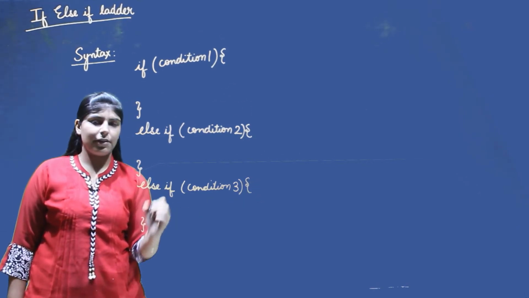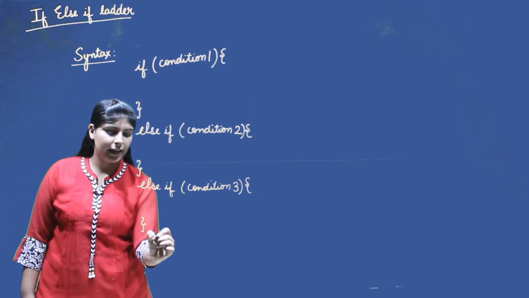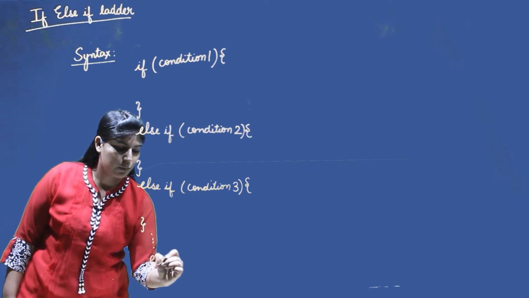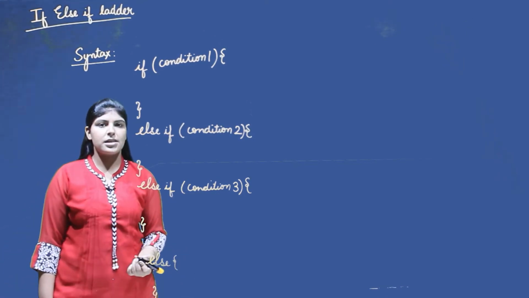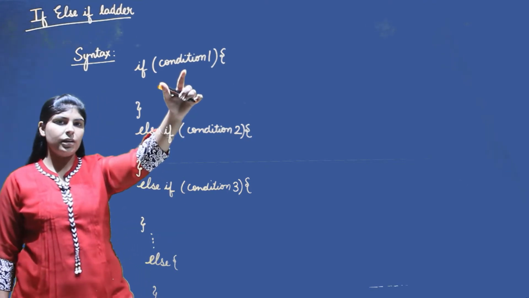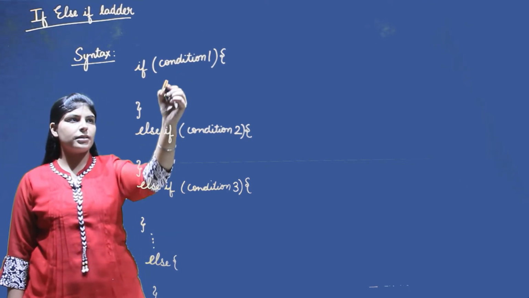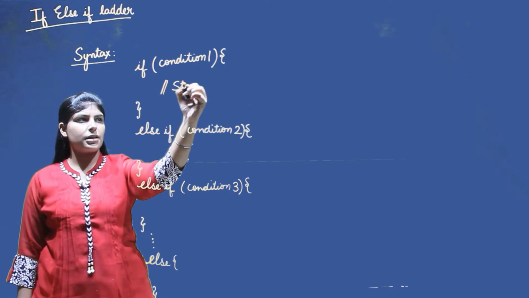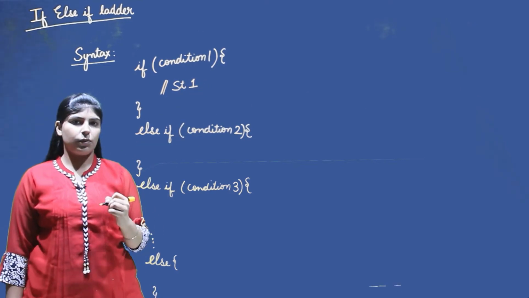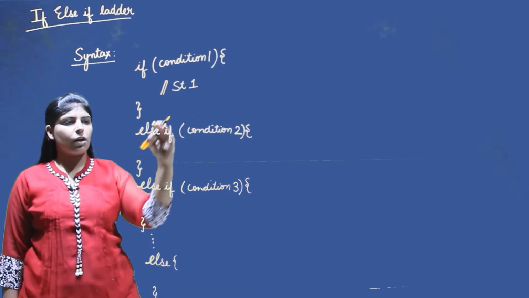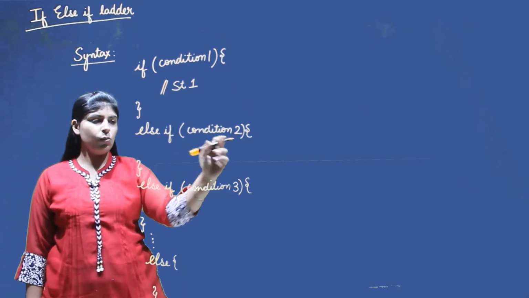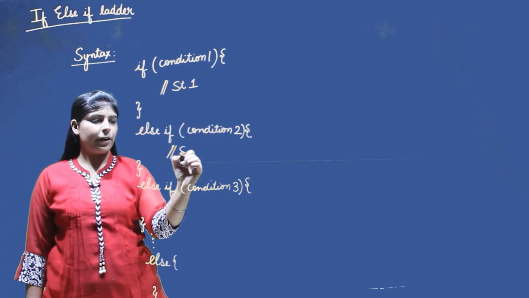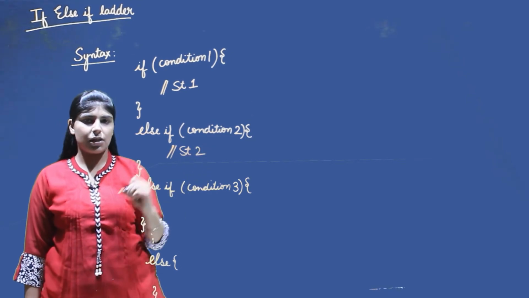I can have as many else if blocks as required and in the end I can have an else block. How does this execute? First we check condition 1. If it is true, I enter this if block and all the statements written here are executed. If it is false, the control goes to the next if statement. If this condition is true, I enter this block and all the statements written here are executed.